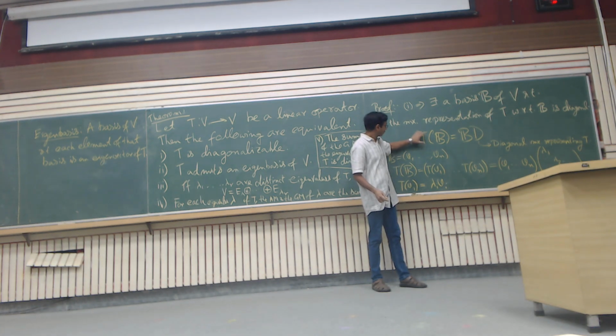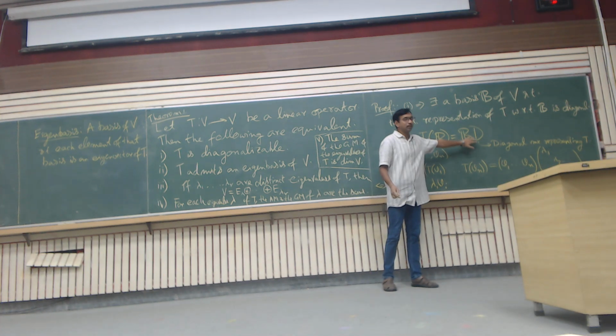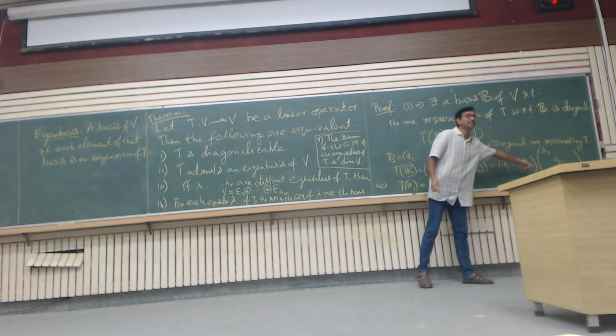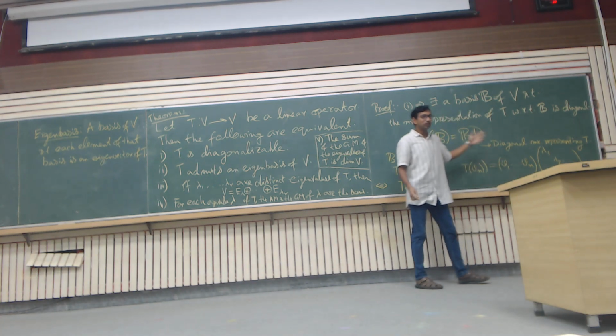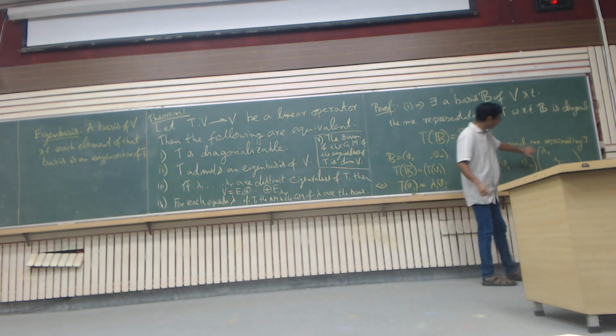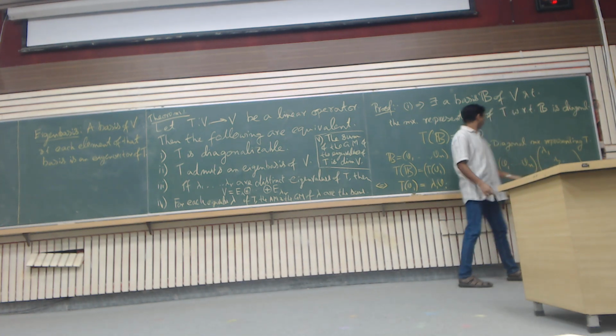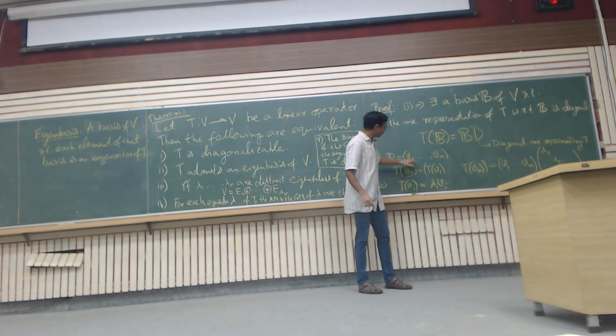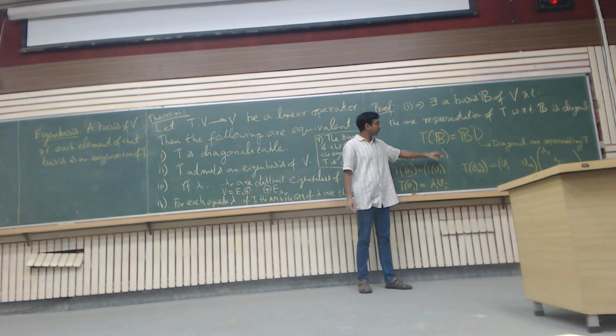So how do you do that? T of B would be equal to B times some matrix. Which matrix should it be? That will be exactly this one. This will have the eigenvalues on the diagonal. Note that these eigenvalues may not be all distinct. What we require here is that V1 to Vn are linearly independent. In fact, all of lambda 1 to lambda n can be the same thing.